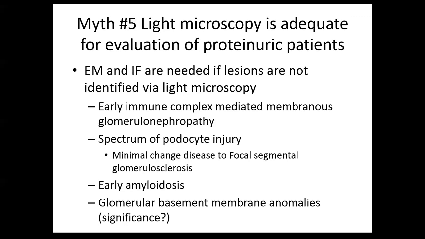So in general, for the spectrum of podocyte injury, sometimes you're only going to be able to qualify or quantify that with EM and immunofluorescence. Early amyloid: we've had a couple of cases where we couldn't pick up the amyloid on the Congo red stain or in any of our special stains, and then when we got to EM, we found the amyloid fibrils. So if it's a fairly recent onset of amyloidosis, you might not pick it up with the light microscopy stains.